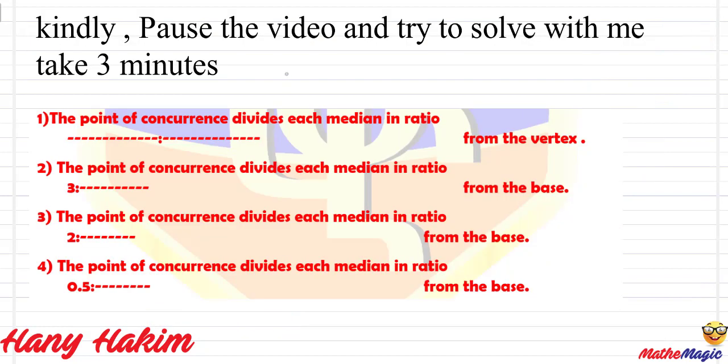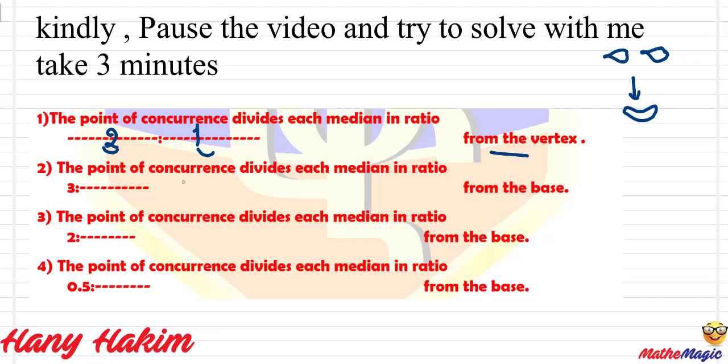Please kindly pause the video and try to solve this with me. Take 3 minutes before getting the answer on the screen. The first question. The point of concurrence divides each median in ratio a number to another one from the vertex. From the vertex, that means we start from the eyes to the mouth. So I have 2 eyes, so 2 to 1.